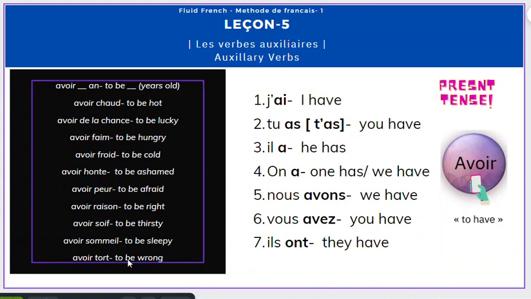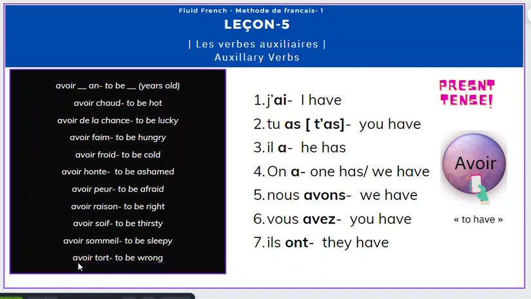Okay. Now here for your reference, I put a couple of proverbs or expressions using avoir, avoir chaud, avoir de la chance, avoir faim, avoir froid, avoir honte, avoir peur, avoir raison, avoir soif, avoir sommeil, avoir tort. J'ai tort. Oh, I'm wrong.